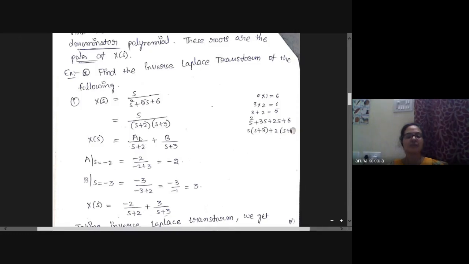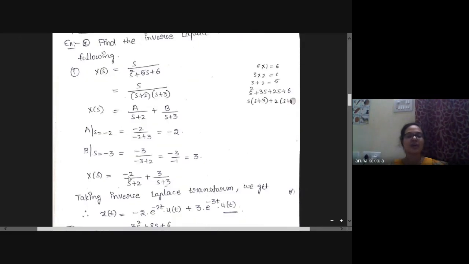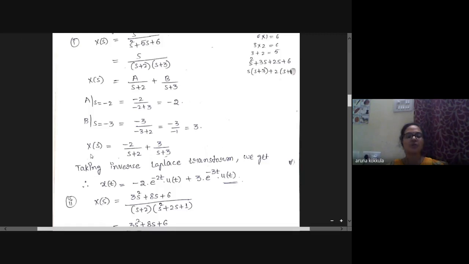Coefficient a is going to be calculated by substituting s is equal to minus 2 in the given function other than s plus 2, and coefficient b is going to be calculated by substituting s is equal to minus 3 in the above function without s plus 3. I got the coefficients minus 2 and 3. After getting the coefficients, try to substitute in x of s is equal to a by s plus 2 plus b by s plus 3.